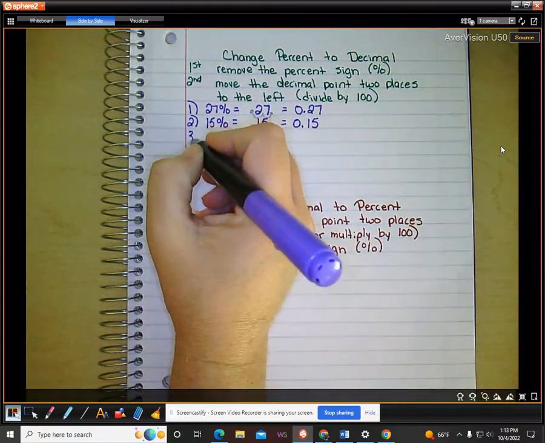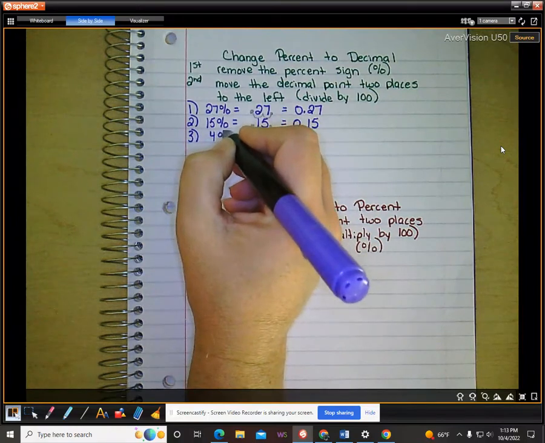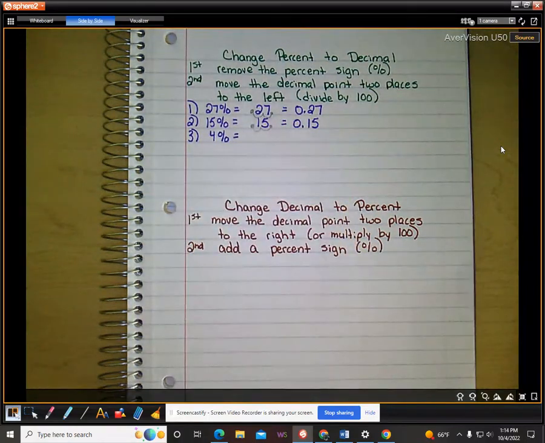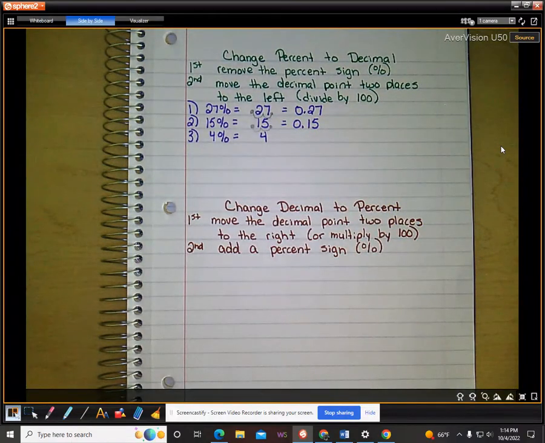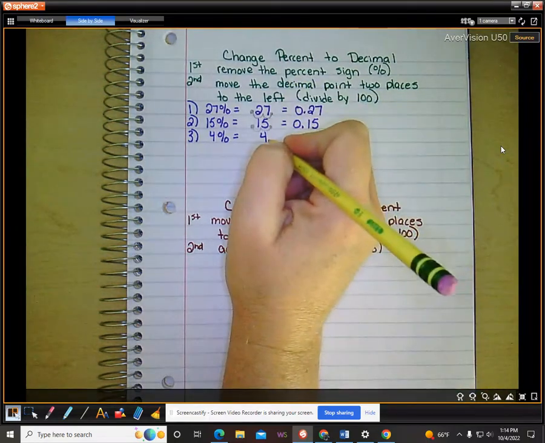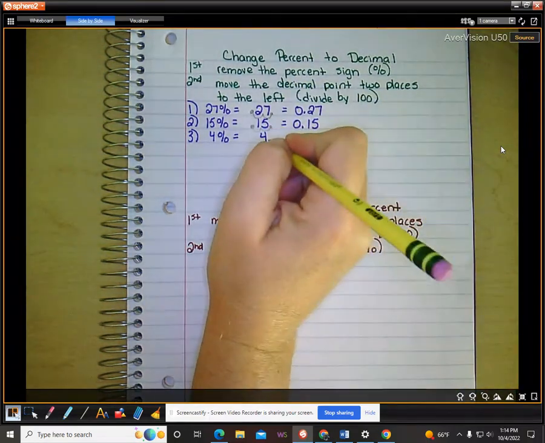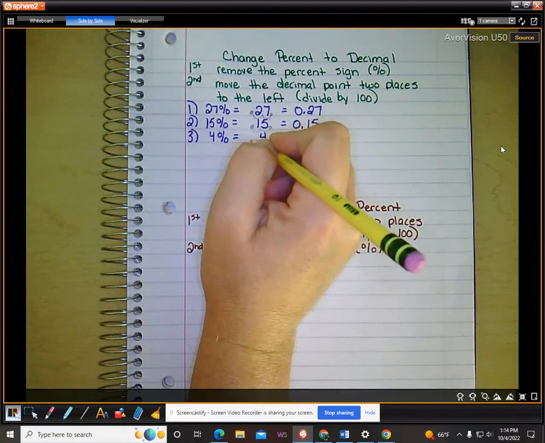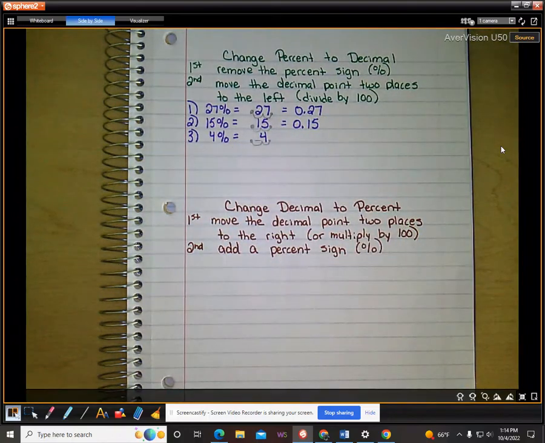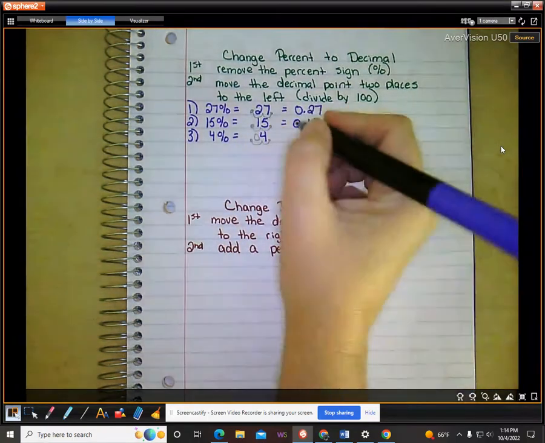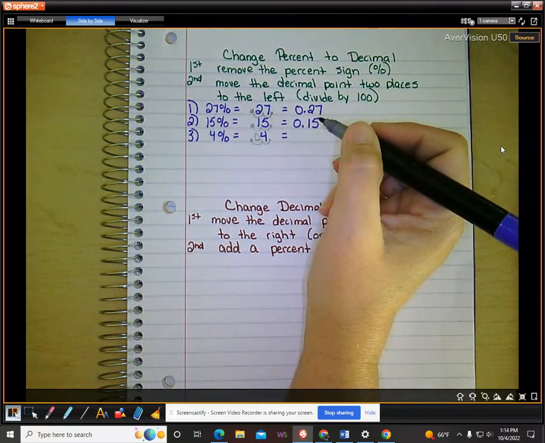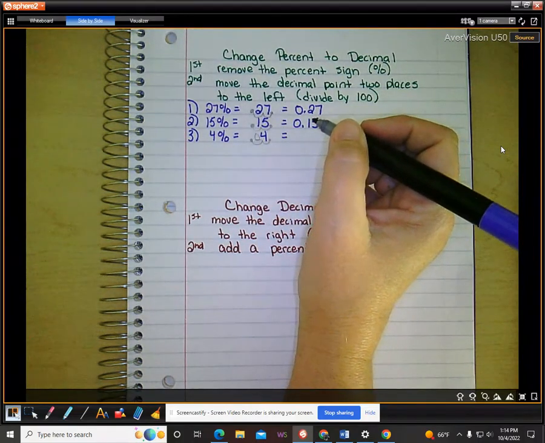Now, this one is slightly different. Solve it the same way and you'll get the right answer. Get rid of the percent sign. So we just have the number 4. Where is the decimal point in the number 4? Anicia? After the 4. So when I move it to the left 2 places, we have an empty space. What do we always fill empty spaces with? Alicia? A 0. So what is 4% as a decimal? Liana? 0.04. Yes. Okay.